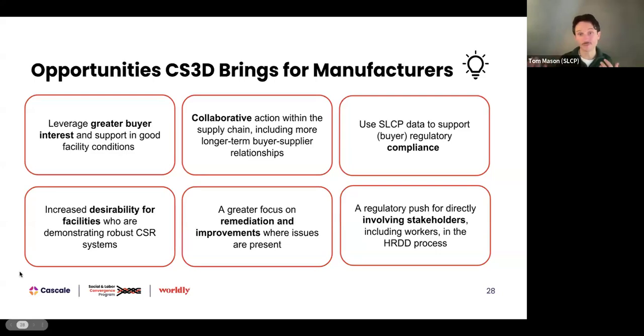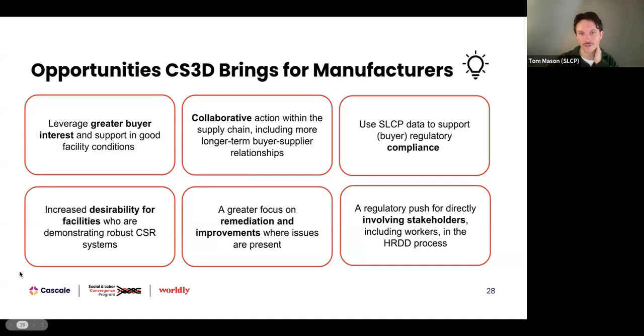And building on that collaborative action within the supply chain, longer term buyer-supplier relationships are going to be something that's favored in the context of legislation, because buyers can get a better understanding of what's going on in their supply chain and have more consistency around their stakeholders. You can also use SLCP data or FSLM data to support buyers in their regulatory compliance. So just by undertaking the assessment and sharing that information with your buyer, this is something that's helping them to comply with legislation. So that's something that's favorable and an opportunity for manufacturers, particularly maybe those who are not already using the CAF.